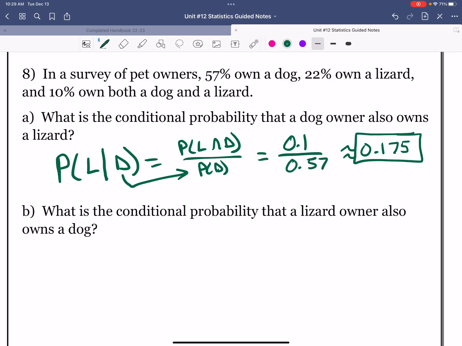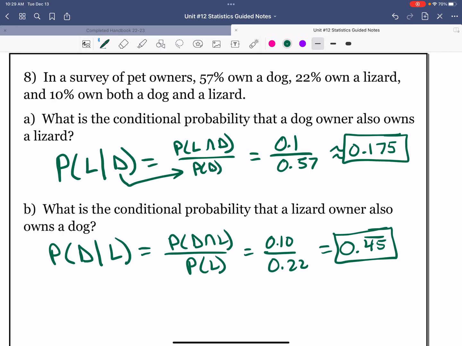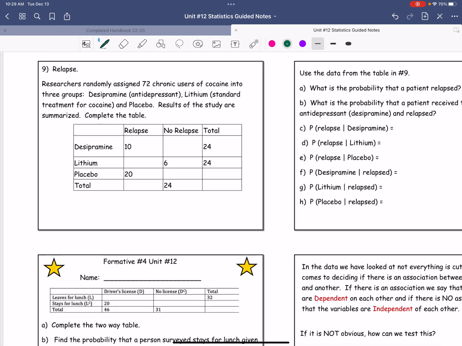What is the conditional probability that a lizard owner, so this one's a little different, also owns a dog. So the probability that they have a dog given that they own a lizard. So it is still the probability of both dog and lizard over the probability that they have a lizard, which is 0.10 over 22%. And that gives you 0.45 repeating. Okay, let's go to the next page.